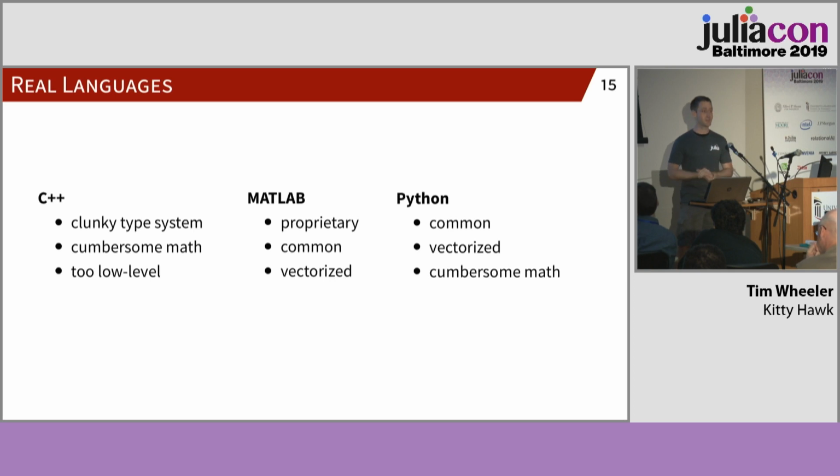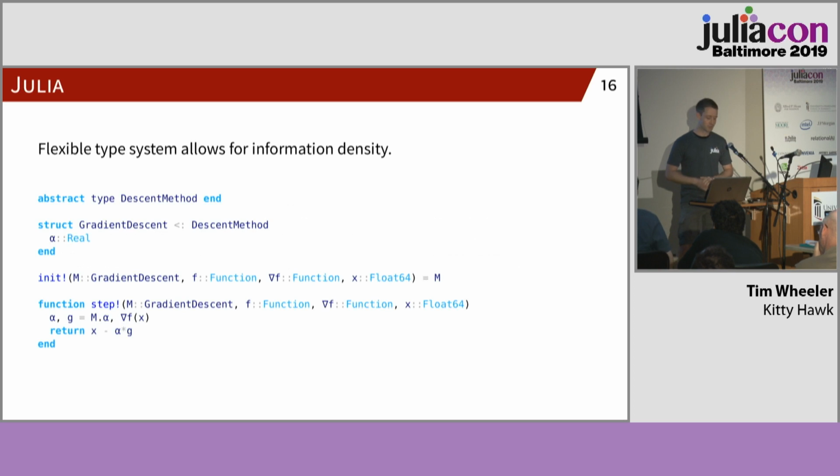We thought of trying different languages for a very short amount of time. Obvious problems with all of them. So C++, very clunky type system, very verbose, too low level. MATLAB costs money. It's common and vectorized. Python is also a common choice, but again, the math is cumbersome, requires vectorized operations. So we use Julia.